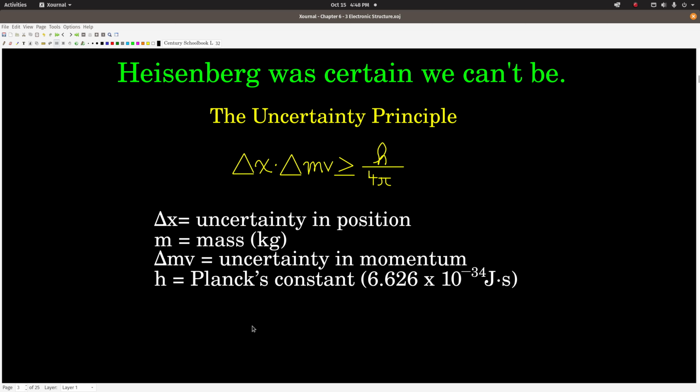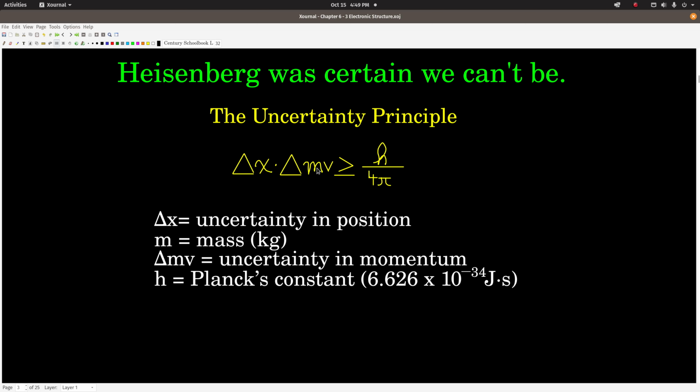Now, why can't we tell where an electron is? Well, right about the same time that Schrodinger came up with his equation, Werner Heisenberg developed his uncertainty principle. Also called Heisenberg's uncertainty principle. And what he said was this: delta x, delta mv is greater than or equal to h over 4 pi. What does that mean? Well, delta x is the uncertainty in the position of something, whatever we're talking about, probably electrons. Delta mv is the uncertainty in the momentum. Now, m is the mass of whatever we're talking about, v is its speed.